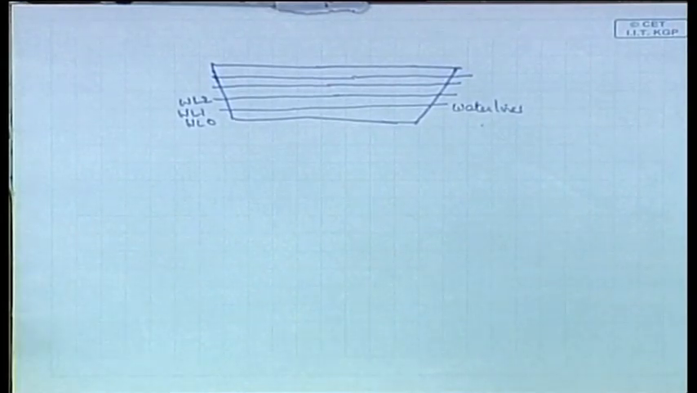Obviously, you can cut it like this. If you consider this to be the length of the ship, this is the station, this is the water line, and the third one is known as buttock lines.